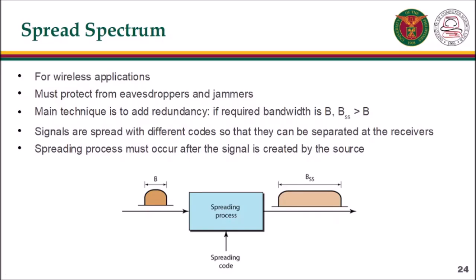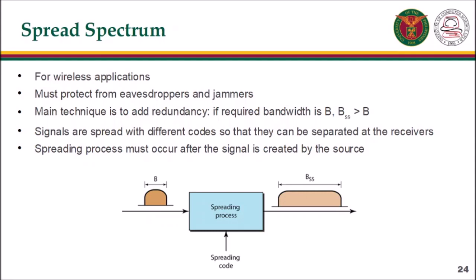Spread spectrum is designed to be used in wireless applications. In wireless applications, all stations use air as a medium for communication. Stations must be able to share this medium without interception by an eavesdropper and without being subject to jamming from a malicious intruder.